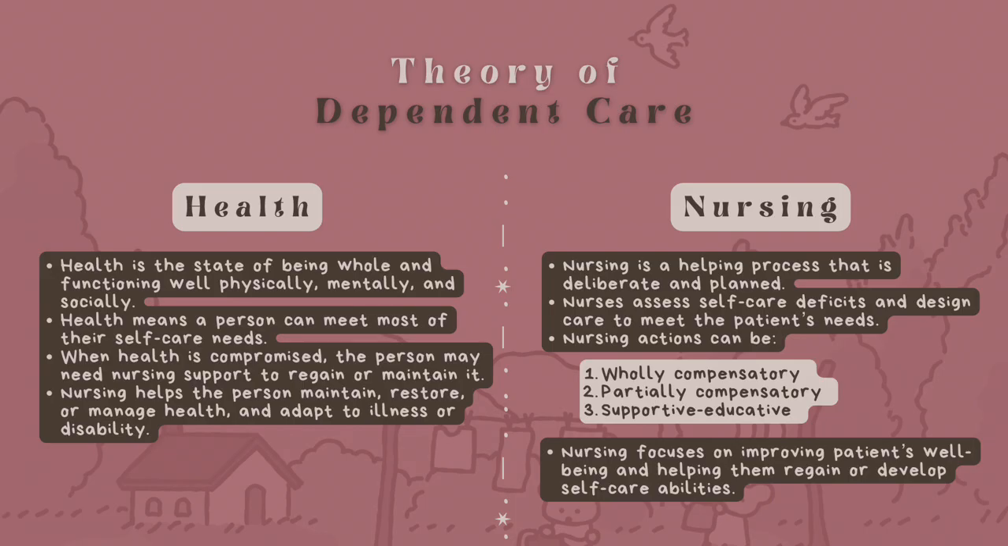Nursing is a helping process that is deliberate and planned. Nurses assess self-care, visit, and design care to meet the patient needs. Nursing actions can be wholly compensatory, partially compensatory, supportive, educative. Nursing focuses on improving patients' well-being. That's our goal. That's our goal as future nurses. Our goal is improving a patient's well-being holistically and helping them to regain or develop self-care abilities.